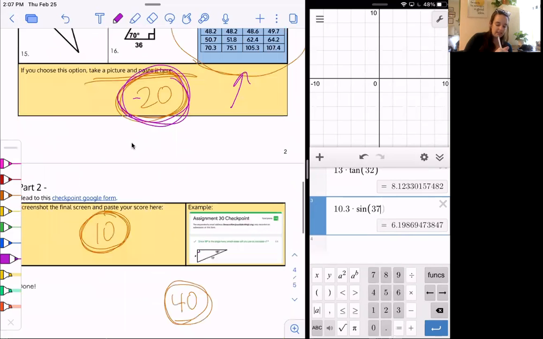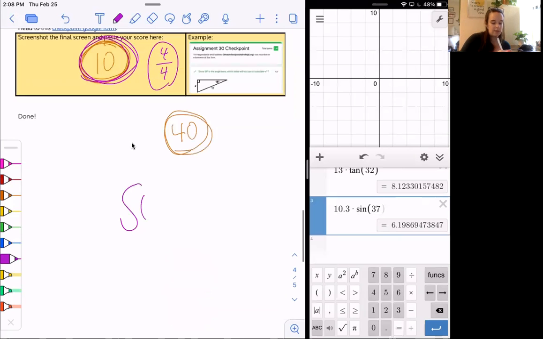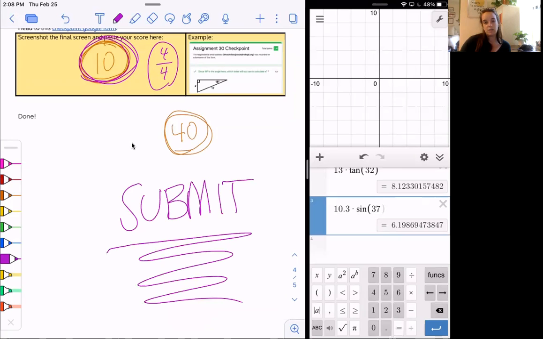And then your last 10 points come from the checkpoint quiz. It is 4 quick questions, so we're going for that 4 out of 4 score. You can resubmit if you need to, okay? But every single person should submit because you do have your notes, right? So even if you just submit your notes, make it happen, okay?